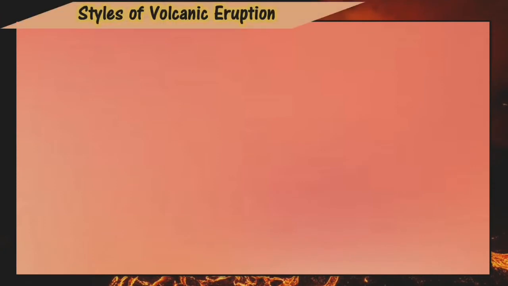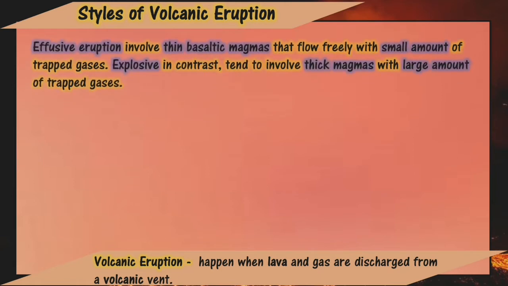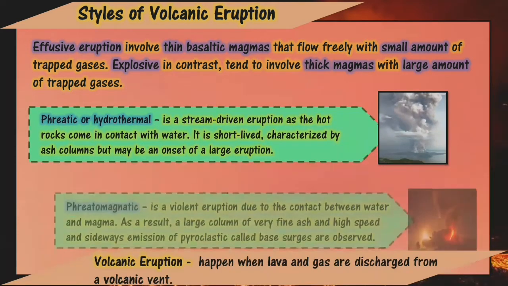And the last classification is the style of volcanic eruption. Again, volcanic eruption happens when lava and gas are discharged from a volcanic vent. We have two types of volcanic eruption. Effusive eruptions involve basaltic magmas that flow freely with a small amount of trapped gases. The other one is explosive eruption. It tends to involve thick magmas with a large amount of trapped gases.